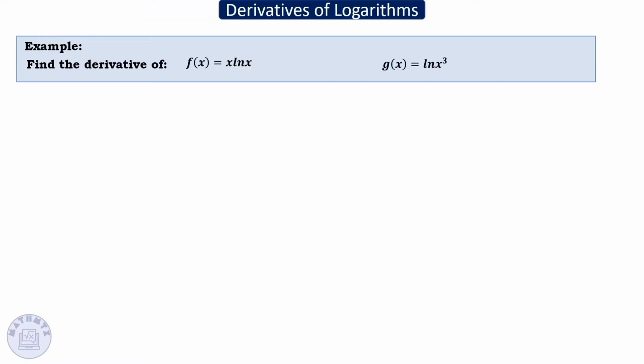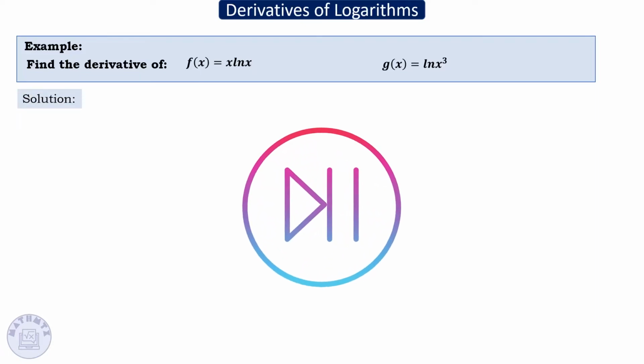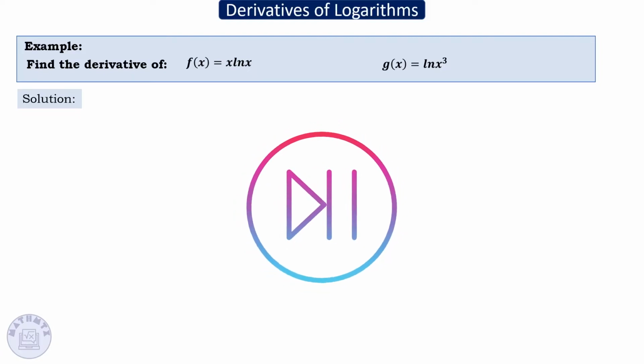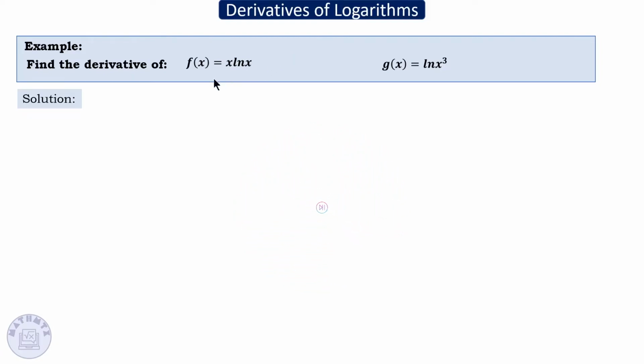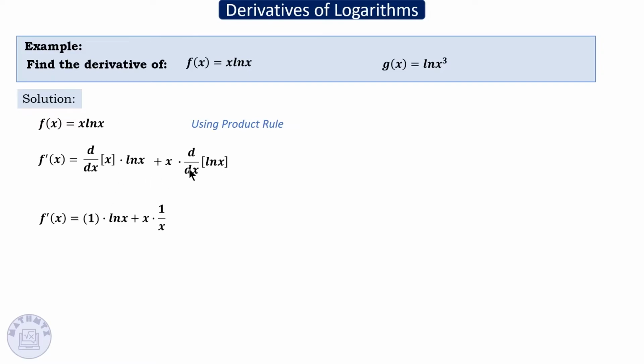Okay, more questions? Pause the video, try to do it on your own, and then come back to check your answers. All right, we need to use the product rule. So in here, the derivative of the first times the second plus the first times the derivative of the second. Derivative of x is 1. Derivative of ln of x is 1 over x. All right, now simplify and you'll get the final answer like so.